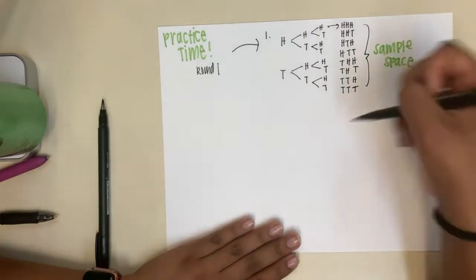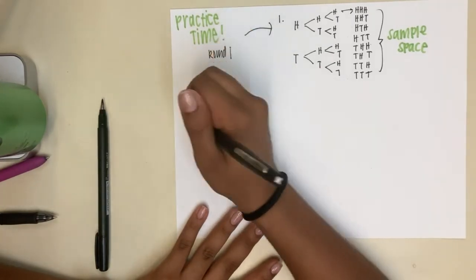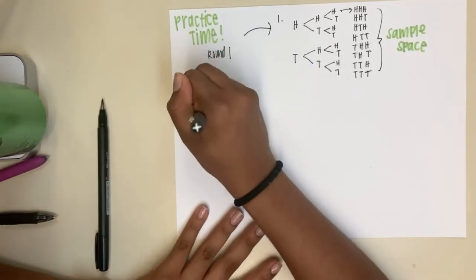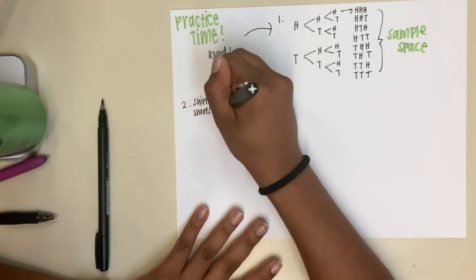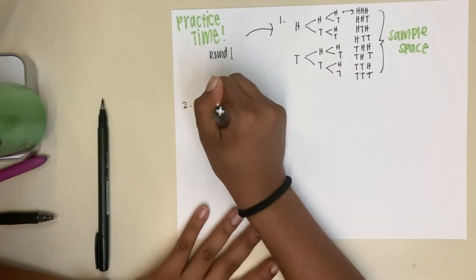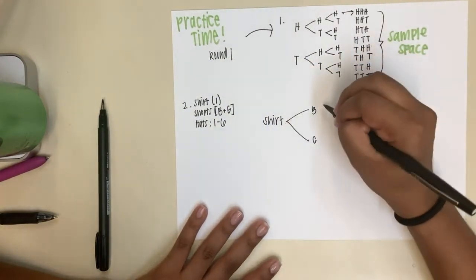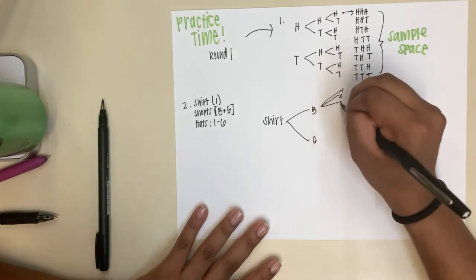Let's try a more difficult example. Question 2. Joey is picking out his outfit. He has only 1 shirt, short sleeves only, 2 pairs of shorts, gray and black, and 6 hats, labeled hats 1 to 6. He doesn't wear glasses. Use a tree diagram to determine all the possible outfits that Joey can wear.